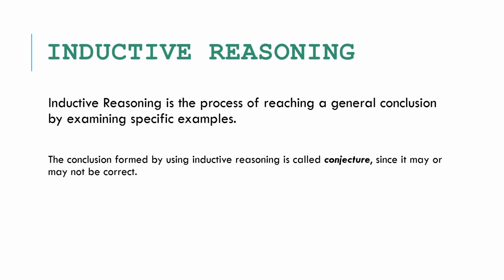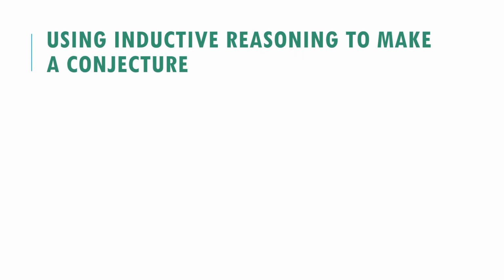But realistically speaking, it may or may not be true, or it may or may not be correct. That's why any conclusion that we generate by using inductive reasoning is what we call a conjecture. So conjecture is a conclusion that may or may not be correct. Okay? Now let's try to use inductive reasoning to make a conjecture.